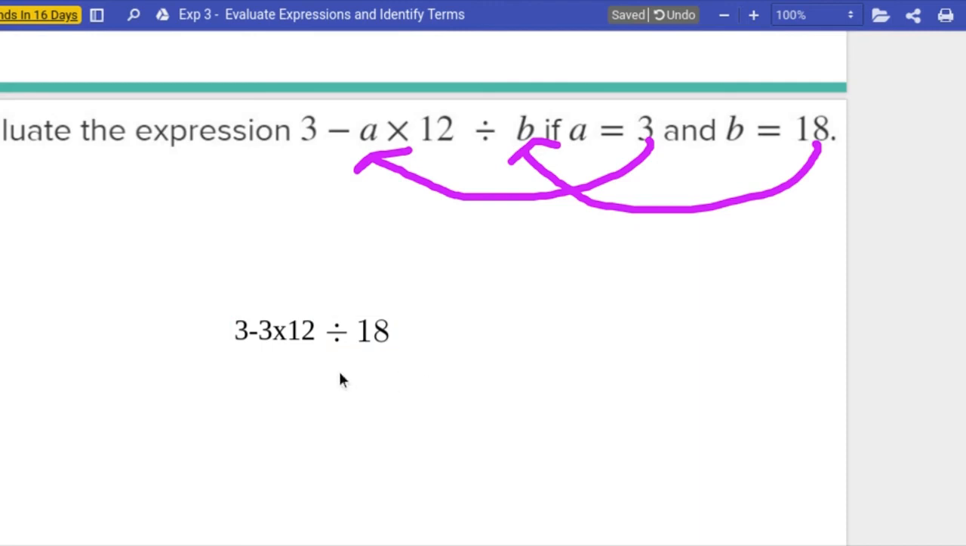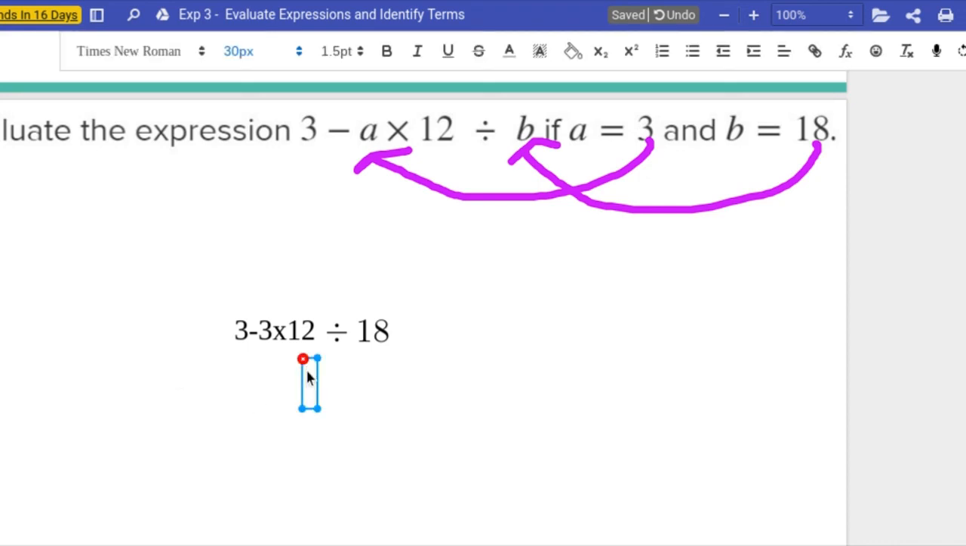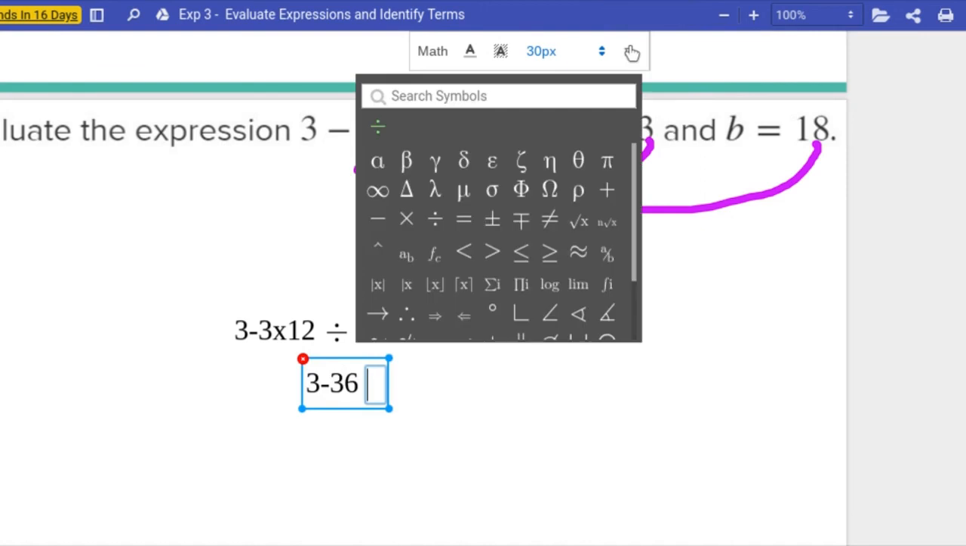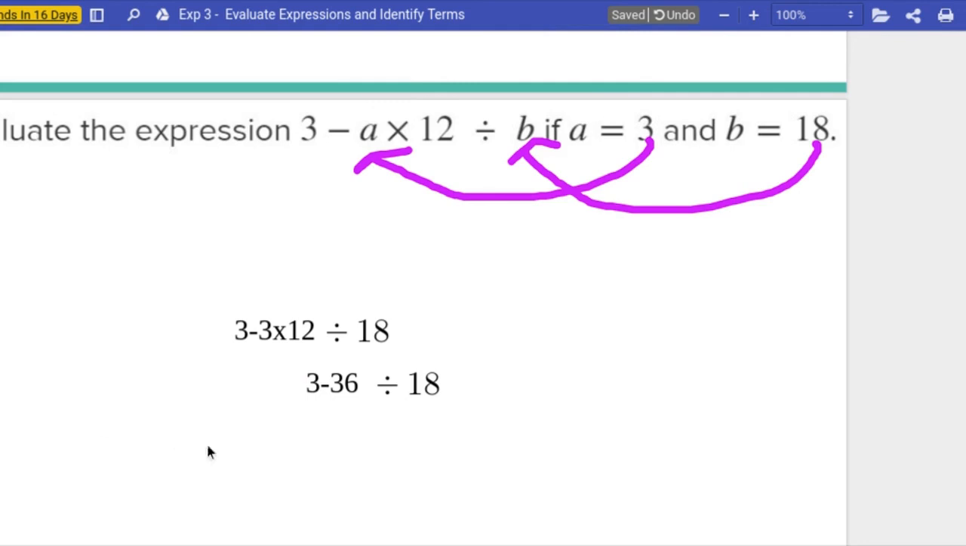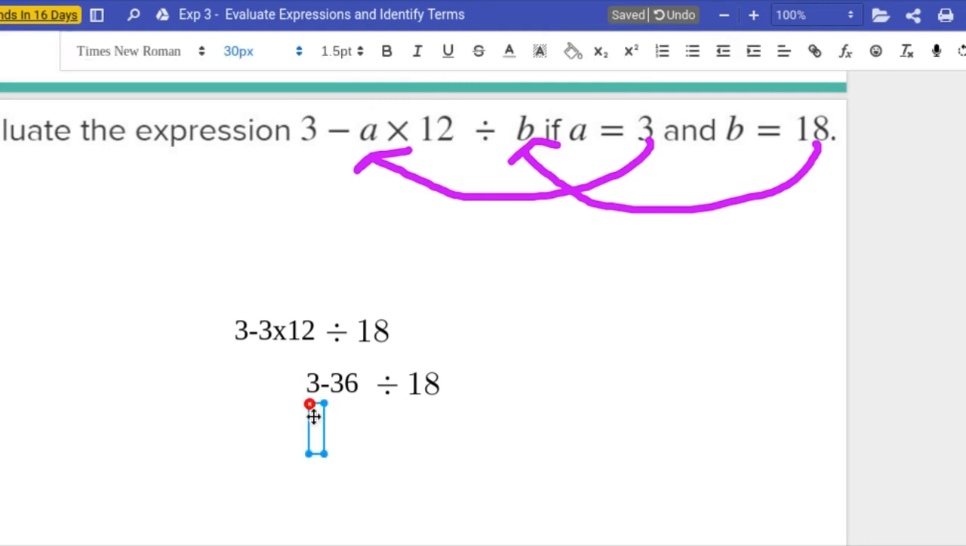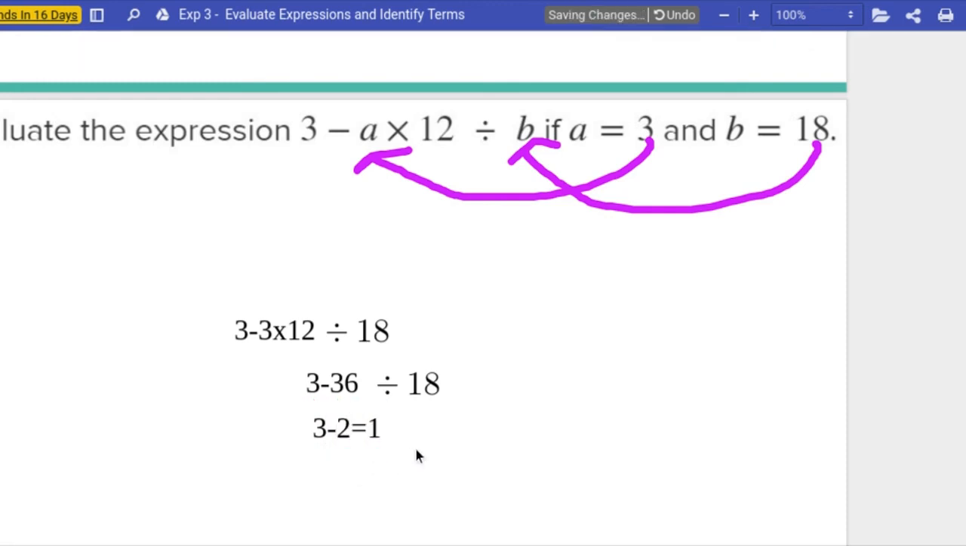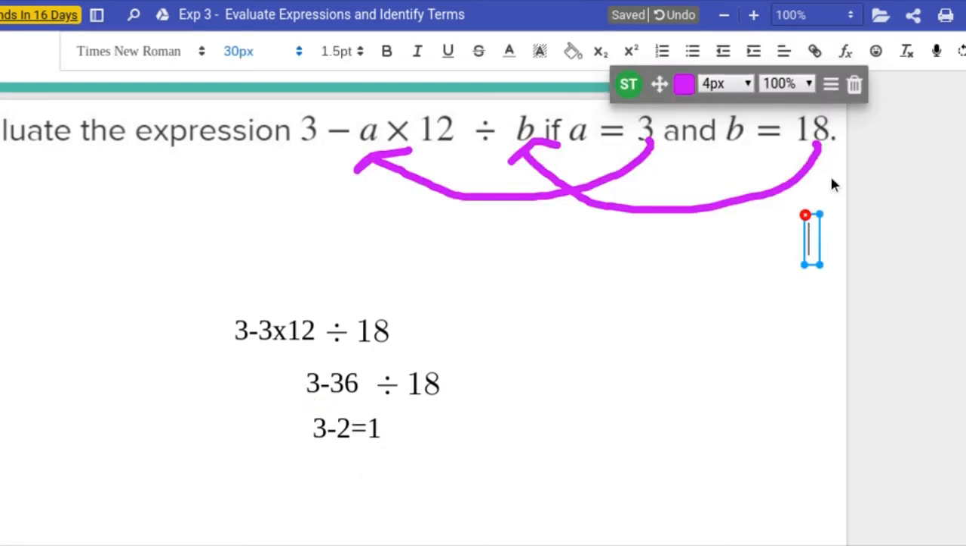All right, so we're going to follow our order of operations. So we're going to have to multiply and divide from left to right, whichever one comes first. So that means I don't do anything with this 3 to start with. So then I have 3 minus 36 divided by 18. And so now I'm going to do the division. So 36 divided by 18 is 2. So I have 3 minus 2, and that equals 1. So that expression equals 1 when the A is 3 and B is 18.